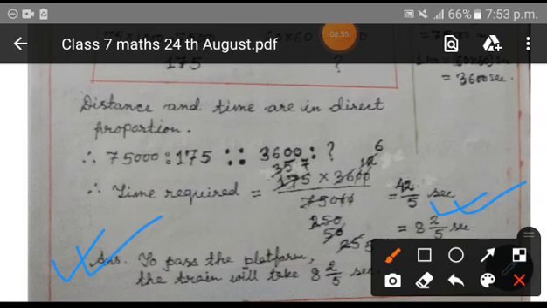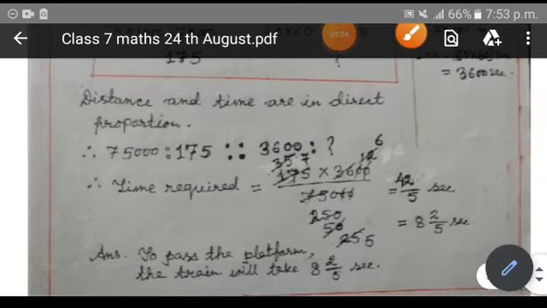So the answer is, in order to pass the platform, the train will take 8 2 by 5 seconds. Understood, children? So work out these sums in your classwork notebook.